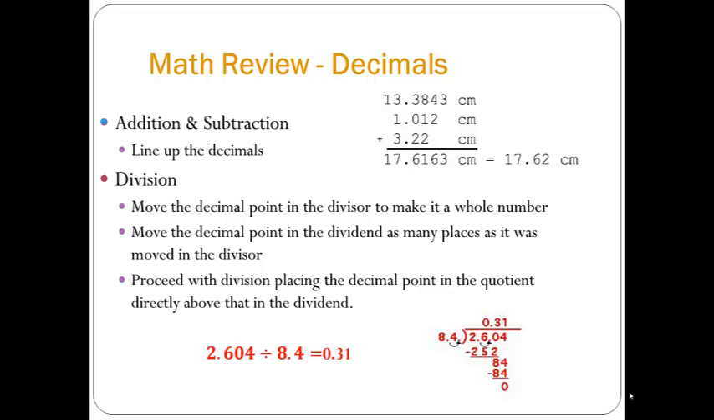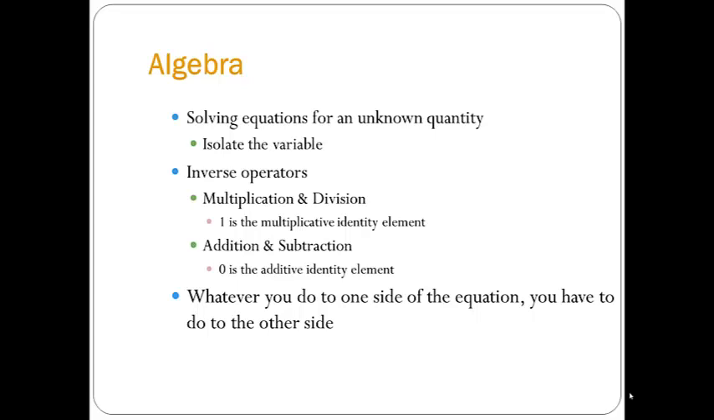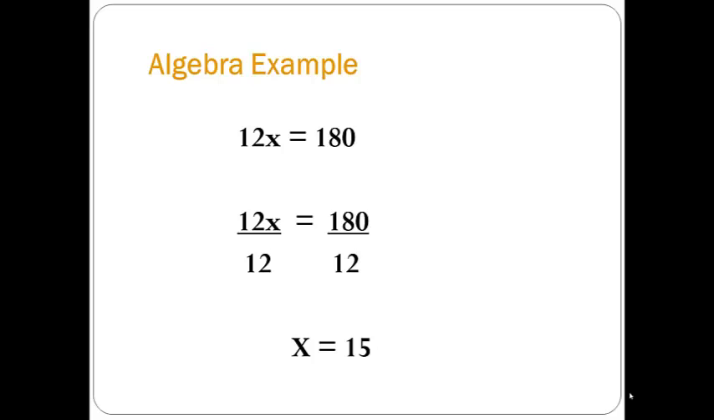There is some algebra involved in anesthesia, and the algebra that we use is solving for an unknown. Remember that whatever you do to one side of the equation, you need to do to the other side of the equation for the equation to remain true. Here's a very basic example. 12x is equal to 180.